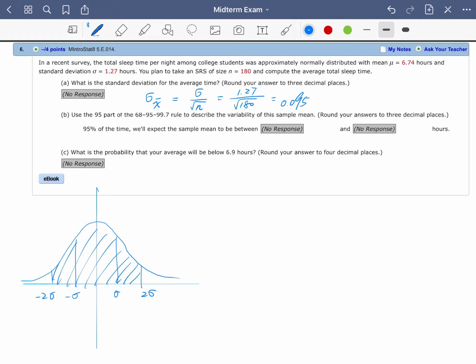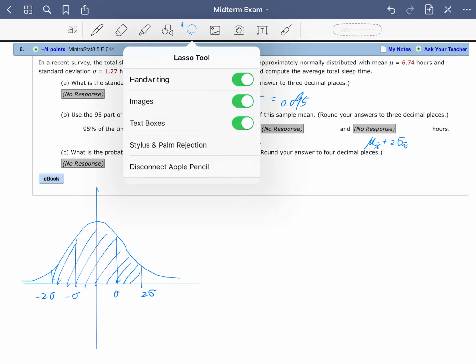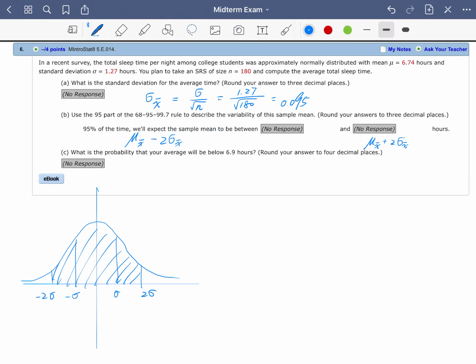So therefore, to calculate the lower bound of this 95%, what we need to do is just use the mean of the sample mean and subtract 2 times the standard deviation of the sample mean. Likewise, for the upper bound, you use the mean of the sample mean plus 2 times the standard deviation of the sample mean. Okay? So when you do that, first, what is the mean of the sample mean? It's the same as the population mean. So this part, you really need to be familiar with this formula and everything we learned in class to get the correct answer.